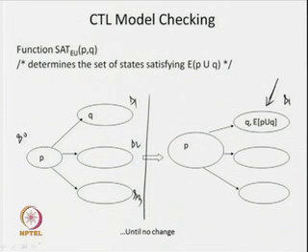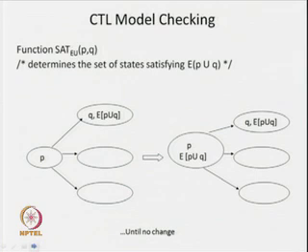Then, once we know the label, we can traverse the graph. For this state, we look at the predecessor, and if it is labeled with P, then we can label it with EP until Q, because it is labeled with P and one of its successors is labeled with EP until Q. So, P remains true until Q becomes true.